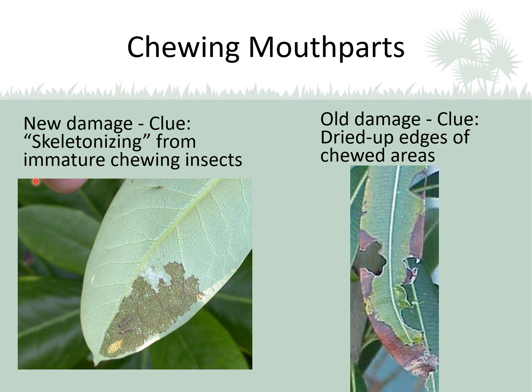On the other hand, when chewing is apparent, examine the margins of the affected areas. If the tissue is dry, the damage is old and the insect is probably long gone, which is what we see here on the right.